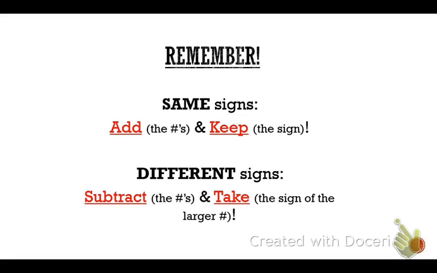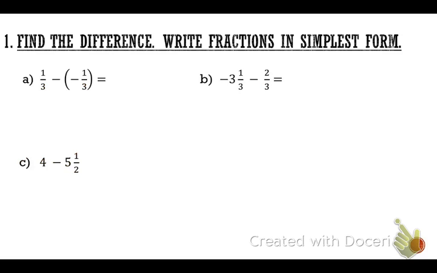Same sign, add the numbers, keep the sign. Different sign, subtract the numbers, and take the sign of the larger number. So we've done this with integers, which were our whole numbers, but the same exact rules are going to apply now whenever we have decimals and fractions also. For these first few questions, it asks us to find the difference and then write the fractions in simplest form.